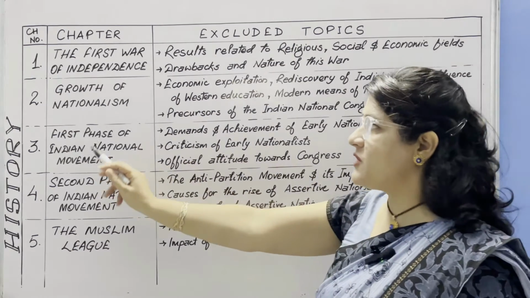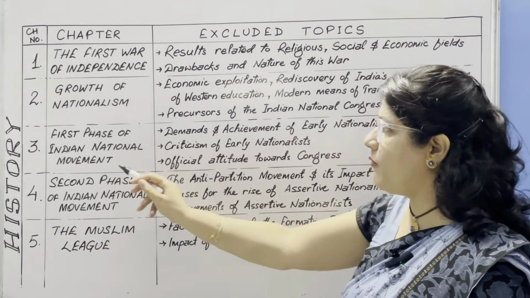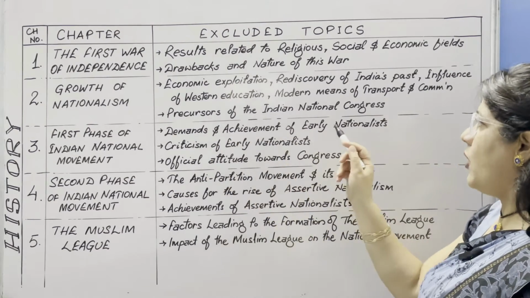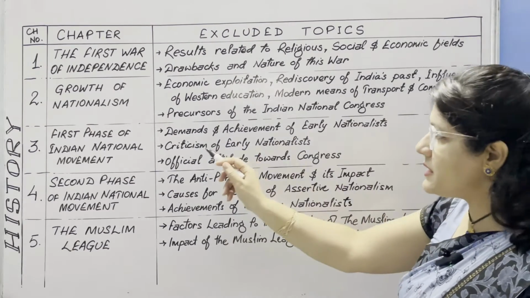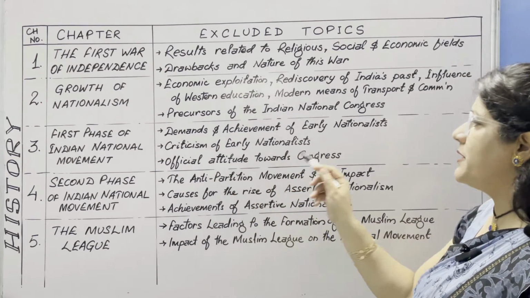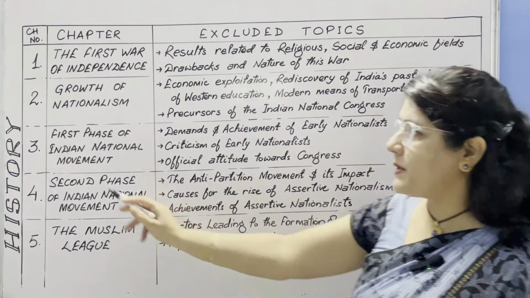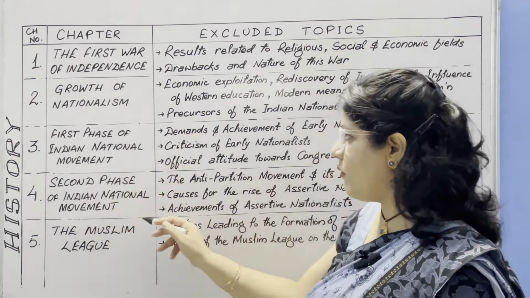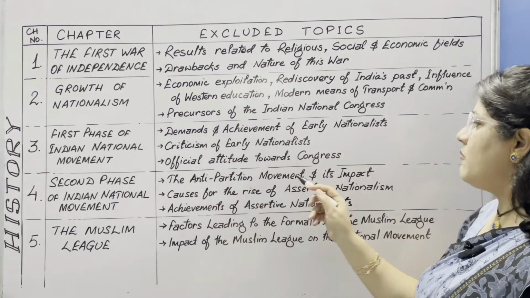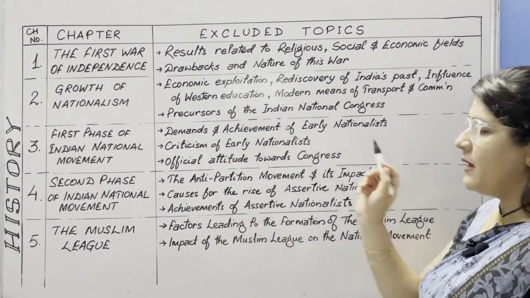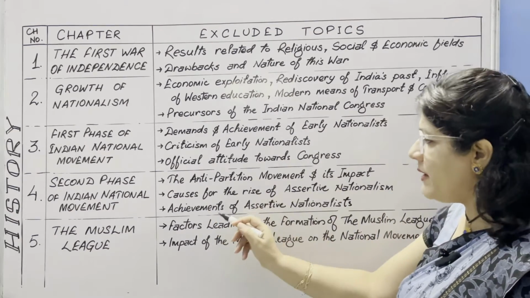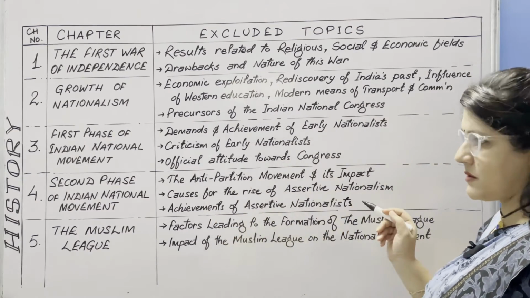Our third chapter is first phase of Indian national movement. Excluded topics are demands and achievements of early nationalists, criticism of early nationalists, and official attitude towards Congress. Fourth chapter is second phase of Indian national movement, and excluded topics are the anti-partition movement and its impact, causes for the rise of assertive nationalism, and achievements of assertive nationalists.